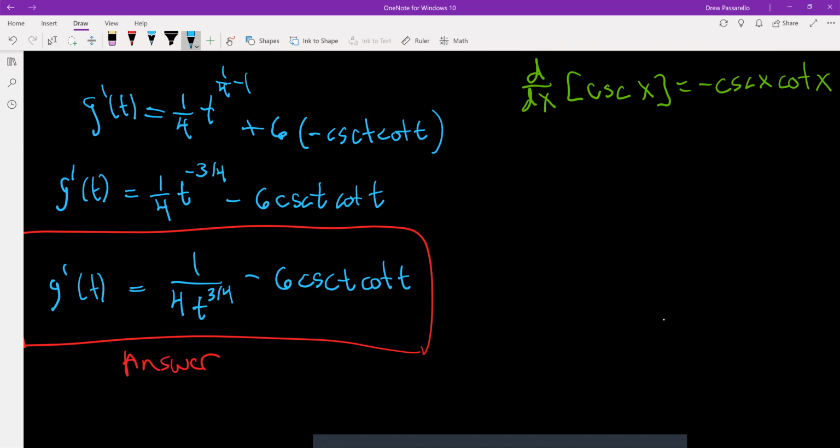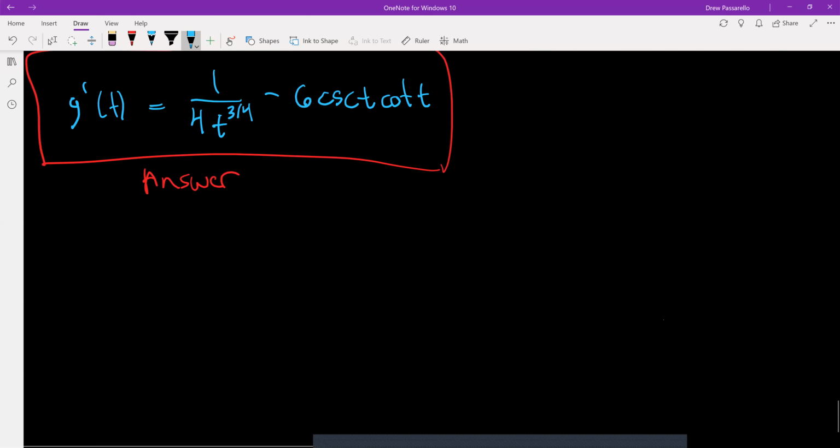All right, so I got one more. This next one's number 49. And this is the last problem for the section.